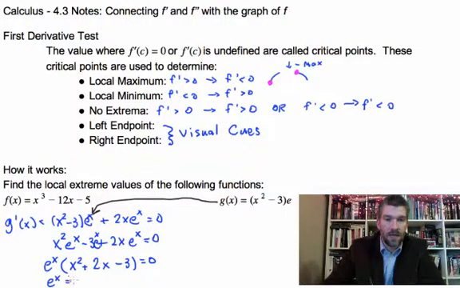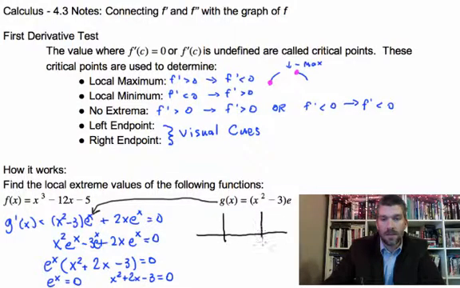And what I can do now is set each piece equal to 0. So I can set e to the x equal to 0, and then I can set x squared plus 2x minus 3 equal to 0. And that's going to give me the things to work with on this. Now, e to the x will never equal 0, ever, because e to the x is always above the x-axis, so it never actually crosses the x-axis.